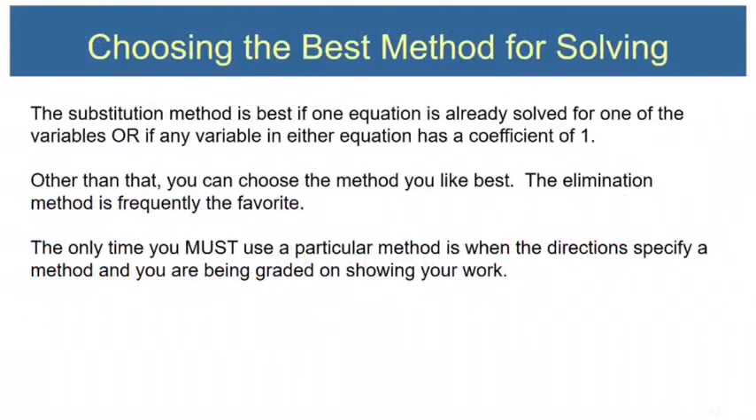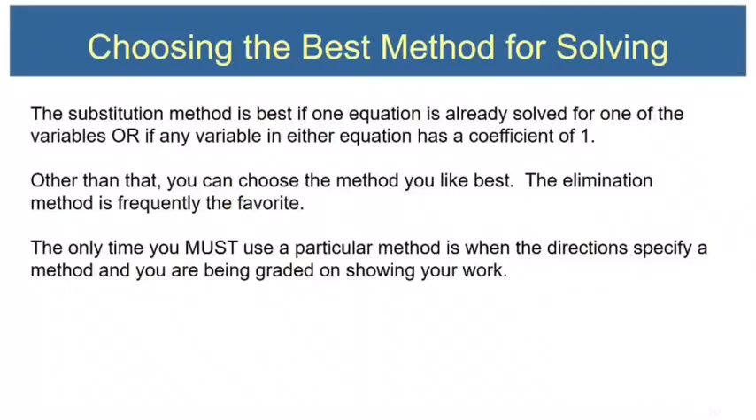Now we've learned two methods for solving a linear system. We have the substitution method and the elimination method. Some problems will lend themselves to one method, while other problems will lend themselves to the other method. So you need to know how to recognize the best, easiest to use method on each problem. The substitution method is the best one to use if one of the equations is already solved for one of the variables. You can also choose to use the substitution method if either equation has a variable with a coefficient of 1. Other than that, you can choose the method you like best.